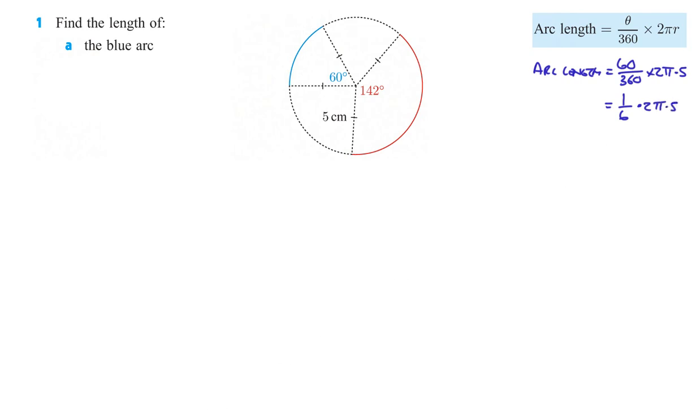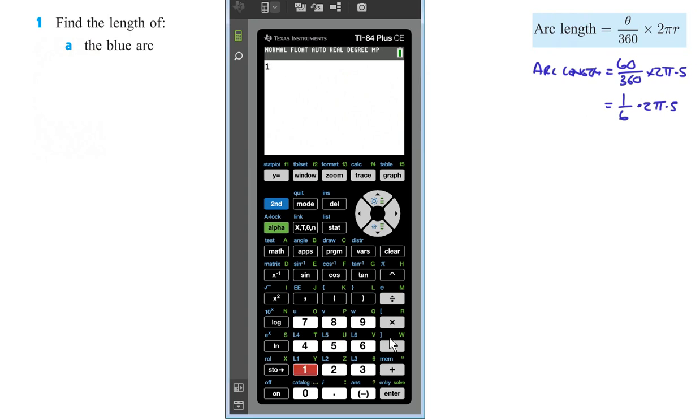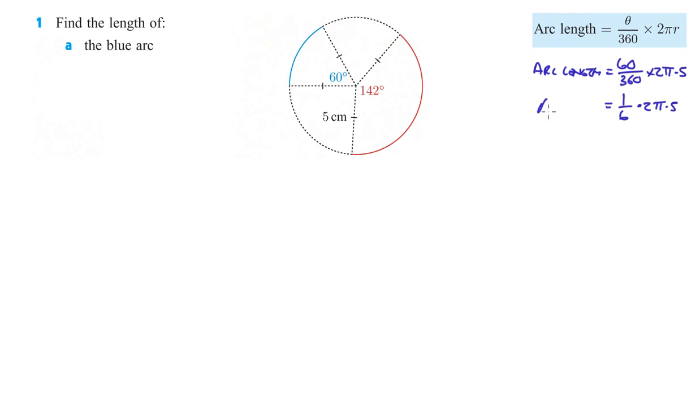Okay, so we can just put that on our calculator. We'll do 1 divided by 6 times 2 times, you want to find the pi button on your calculator. Mine's right there. 2 times pi times 5, and that gives us an arc length of 5.24, we'll go with. So the arc length in this case is 5.24 centimeters.